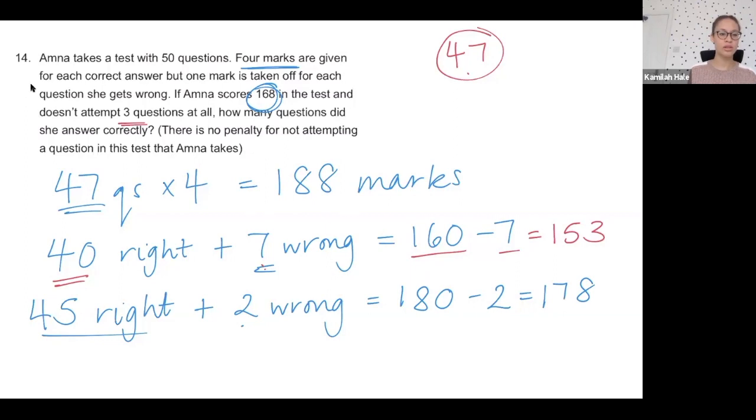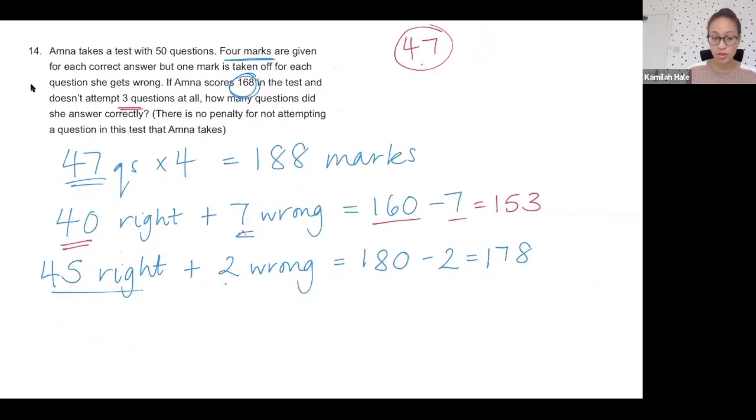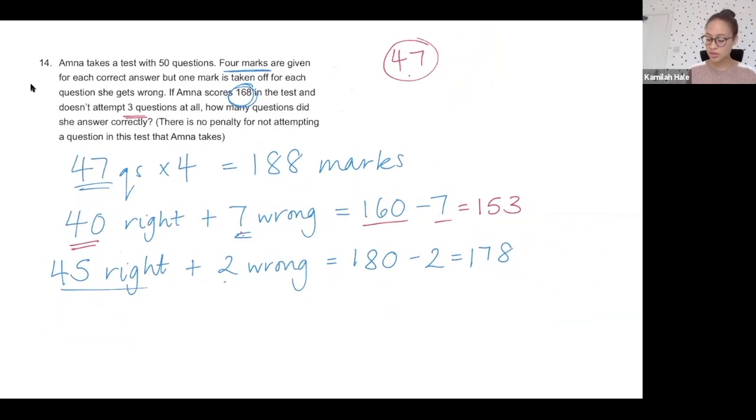Okay, so someone has tried out some of the answers. Someone's going to be 35. 35 is going to be too low because remember, if she got 40 right, she got 153. So with 35, she'll have even fewer marks and will be even further away from 168.